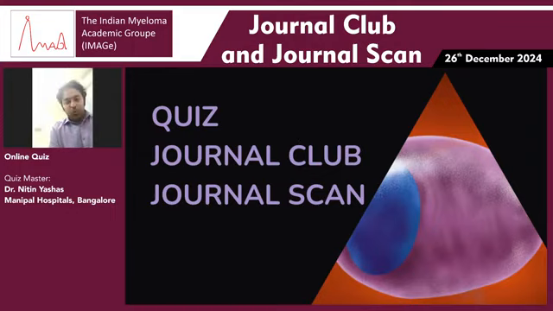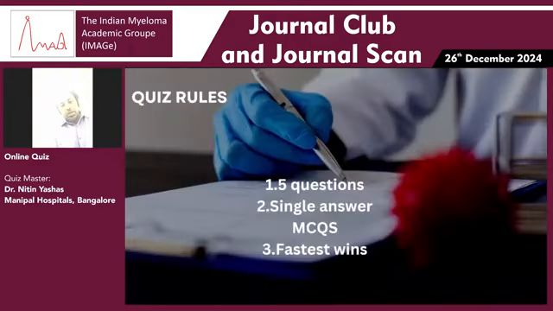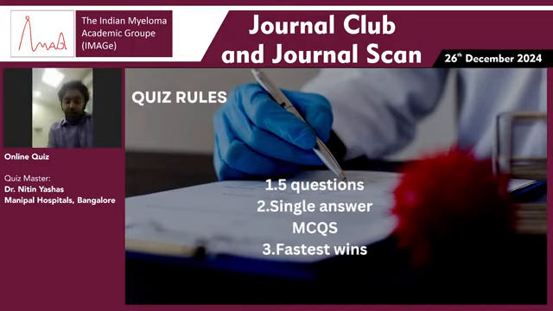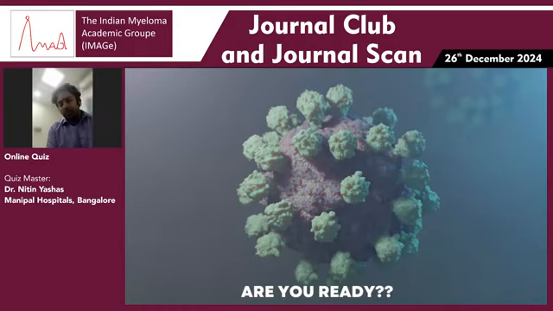For those of you who are watching the quiz, there are 5 questions based on the Journal Club article and the Journal Scan. They are single answer MCQs. Remember, it's important to not only be fast but also accurate, like Bumrah is. At the end of the quiz, if there are people who have the same answers, the ones who have answered faster will be declared the winner. So 5 questions: 1 trivia, 2 on the Journal Club, and 2 on the Journal Scan articles. If all of you are ready, we will start the quiz.